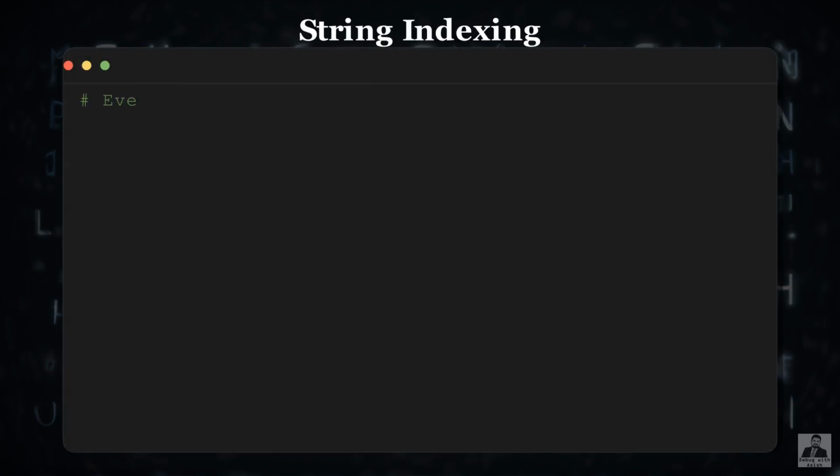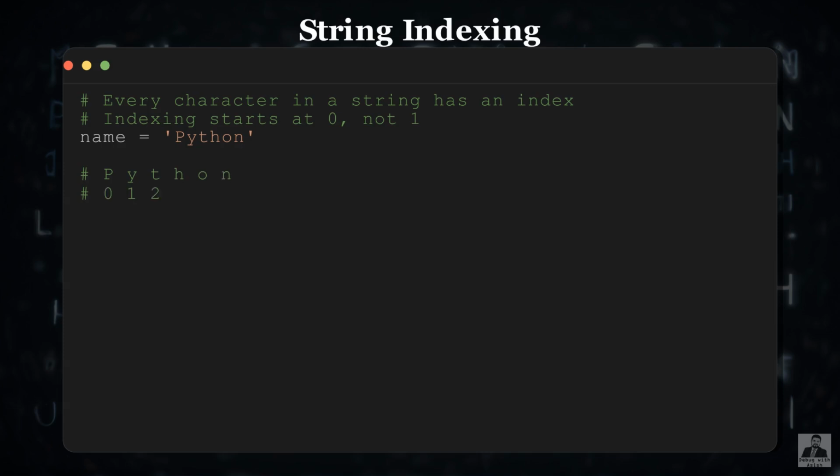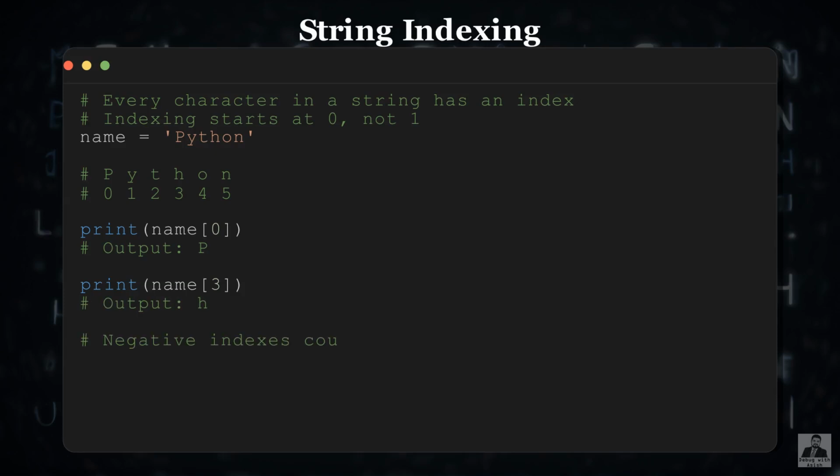Every character in a string has a position called an index. Python starts counting from 0, not 1. So in the string Python, the letter P is at index 0, Y is at index 1, and so on. To access a character, write the variable name followed by the index inside square brackets. Python also supports negative indexing. -1 gives you the last character, -2 gives you the second to last, and so on.